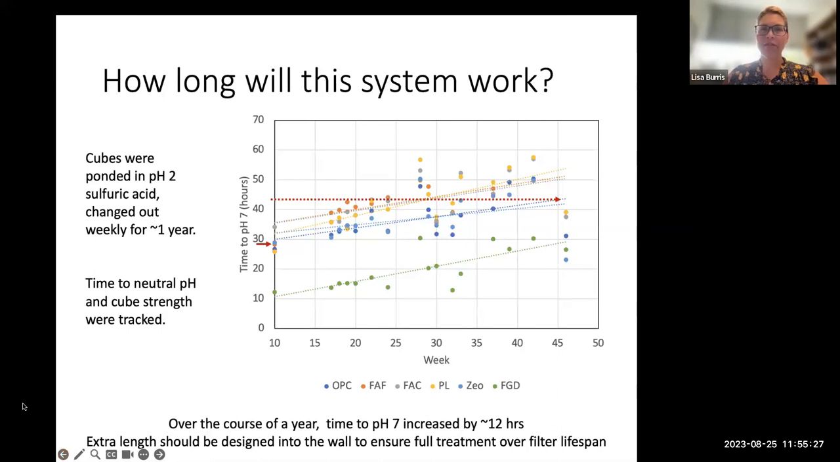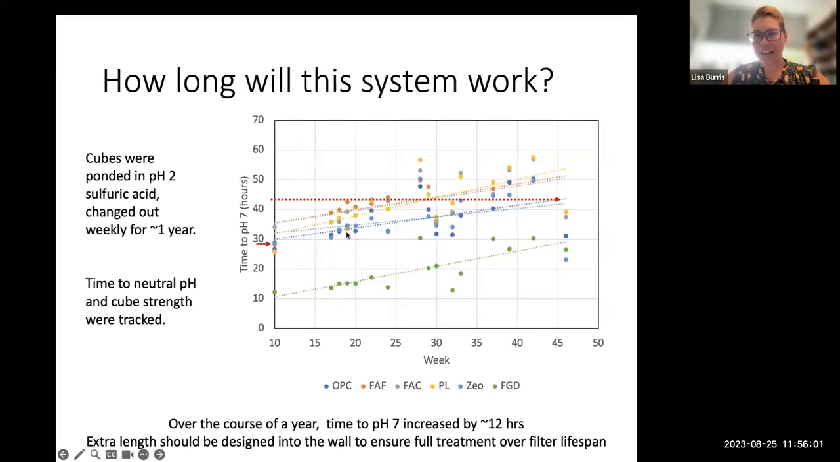Okay, so first, let's talk about how long the system will work. And by work, I mean change the pH, precipitate out the heavy metals. And so this dark blue line here shows our change in the time that it took to reach pH 7 after we ponded a set of cubes in a pH 2 sulfuric acid solution. And so I ponded the cubes in solution, had my student come in each day to check changes in pH, and when it reached 7, we recorded that time.